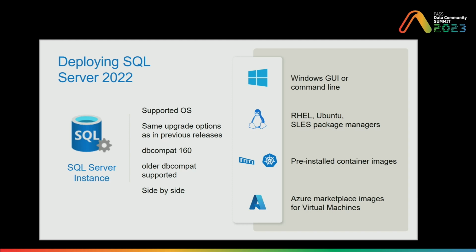Same thing with compat level. We introduced a new compat level, DB compat 160, which we'll hear about today. But we still support compat level all the way back to 100, which was introduced with SQL 2008. So if you have really, really old applications and you're hesitant to change the old compat level, you can keep it. And side-by-side is supported with other versions of the product too.